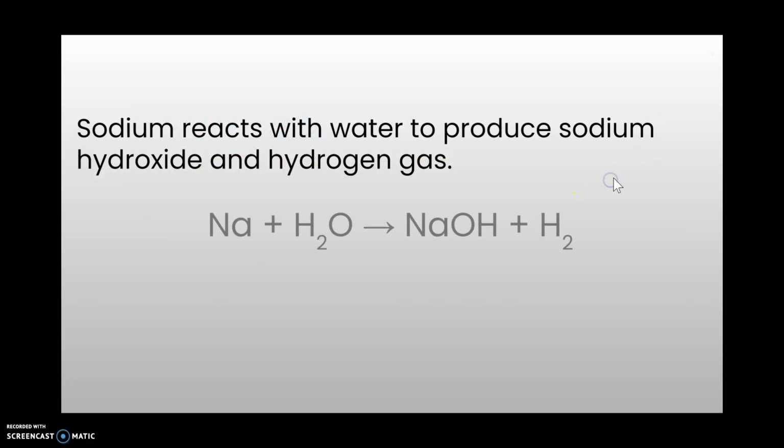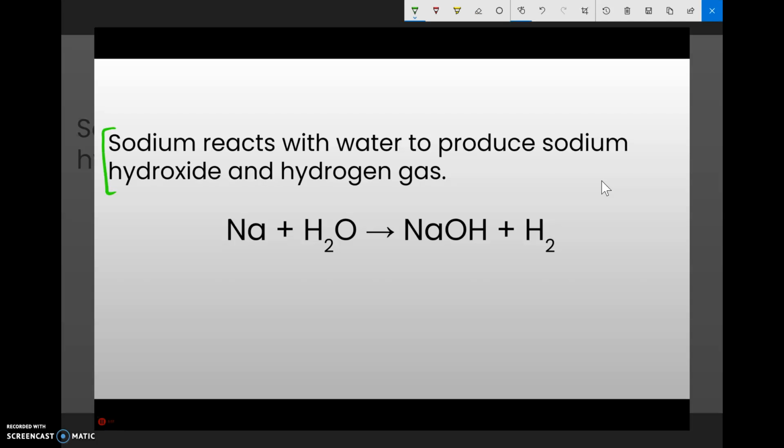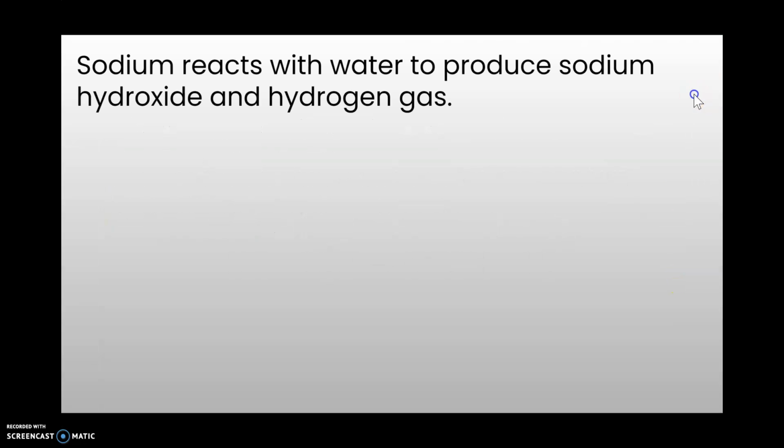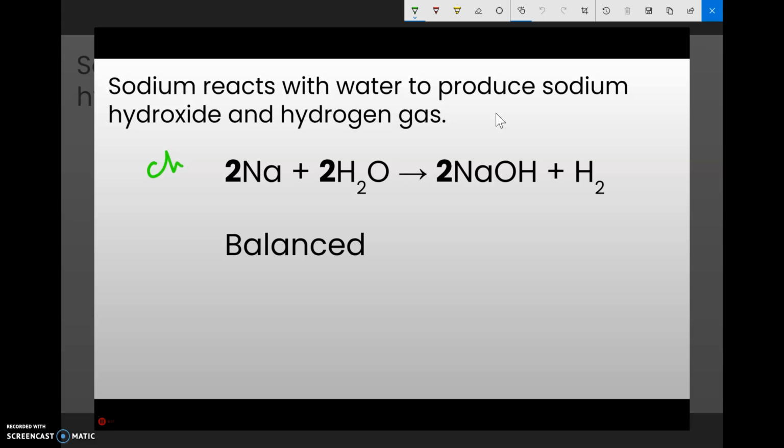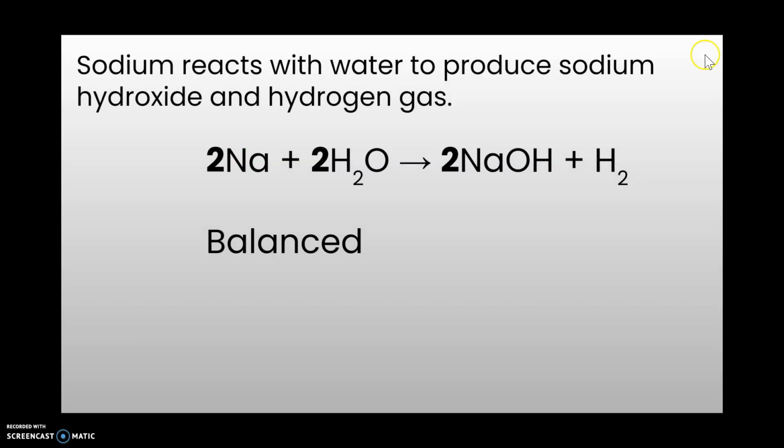So again, what we're doing is going from a word equation. This is our word equation right here, to a formula equation. That's what this is. This is called a formula equation. And once we balance it, then it's called a balanced chemical equation, or sometimes people don't say balanced, they just say chemical, because they're assuming that you know that chemical means that it's a balanced equation. Okay, let's do another one.